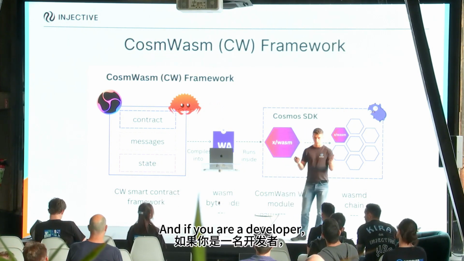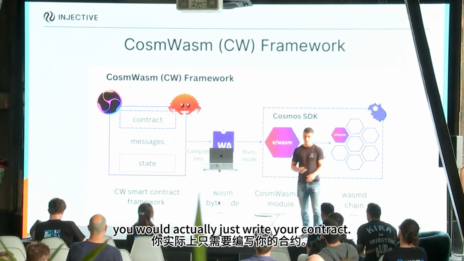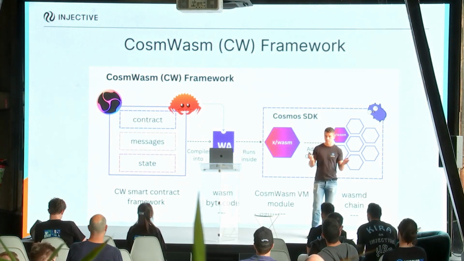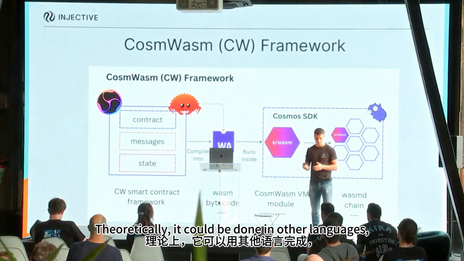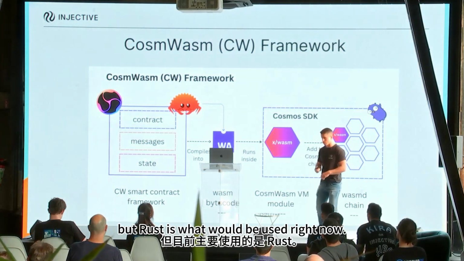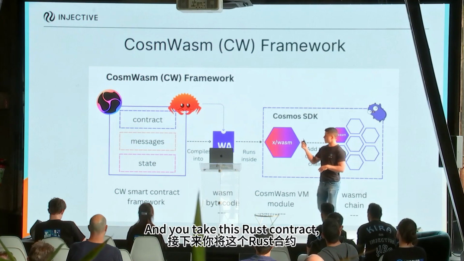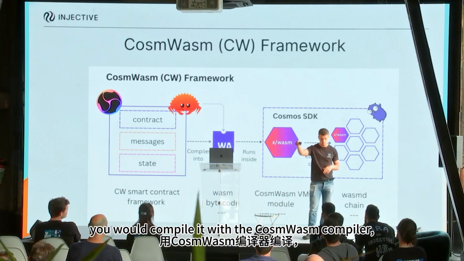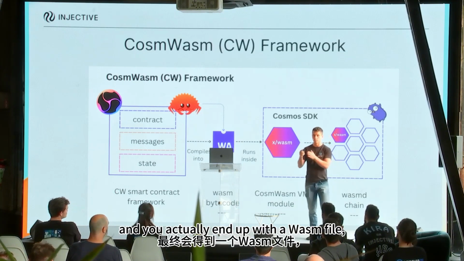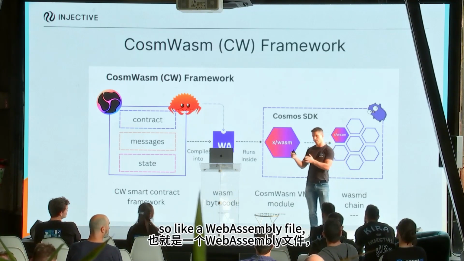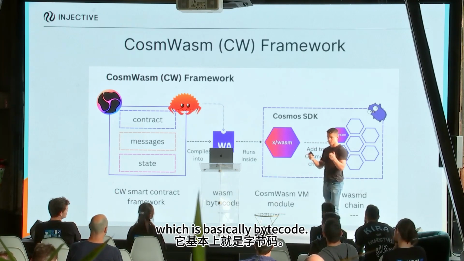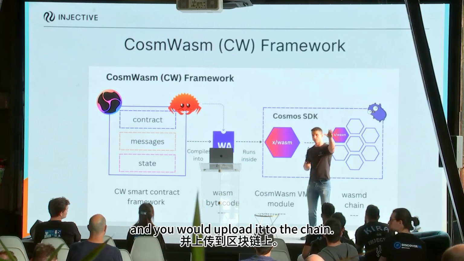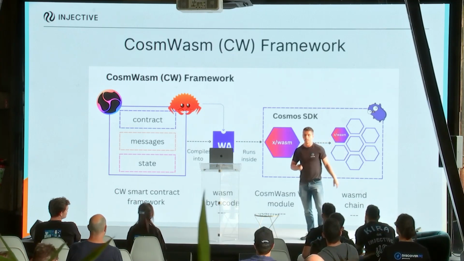If you're a developer, you would just write your contract. This is typically done in a language like Rust. Theoretically, it could be done in other languages, but Rust is what would be used right now. You take this Rust contract, compile it with the CosmWasm compiler, and you end up with a WASM file, a WebAssembly file, which is basically bytecode. This bytecode is then taken and you upload it to the chain.